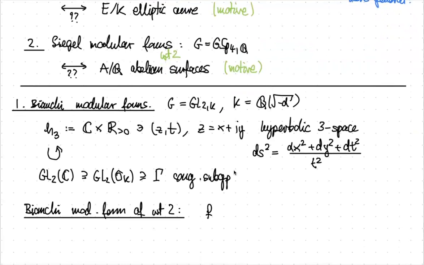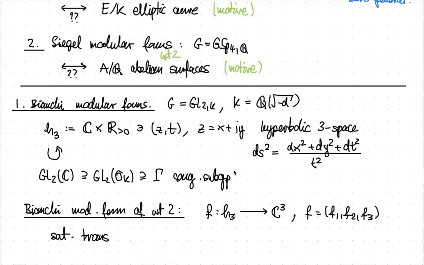Okay, so it's going to be a function on the upper half space, not the upper half plane, and it's going to land in C^3, so it'll be vector valued. In other words, I can write F as (F1, F2, F3), where these are three functions. And it satisfies a transformation property under gamma.